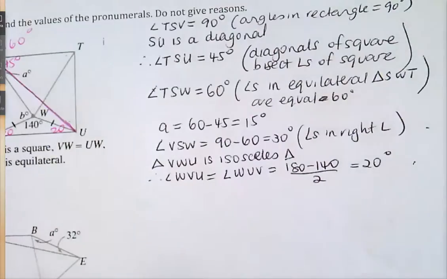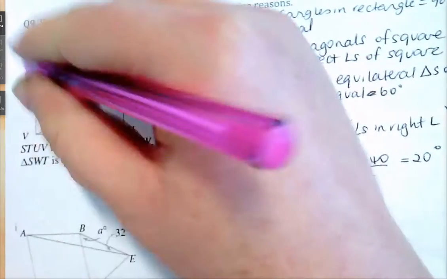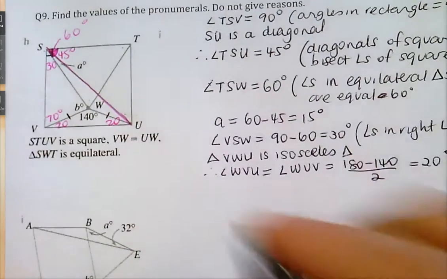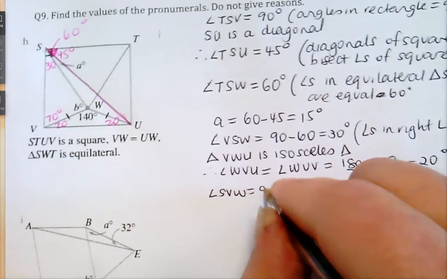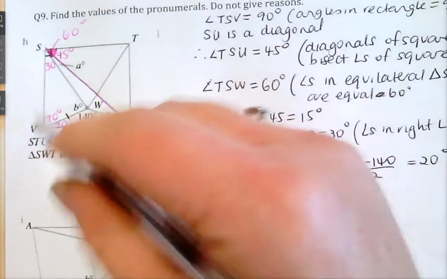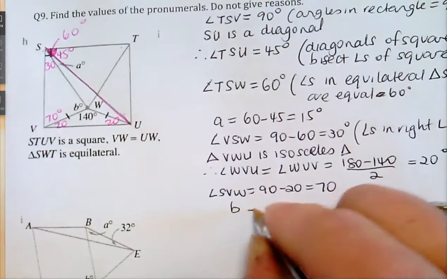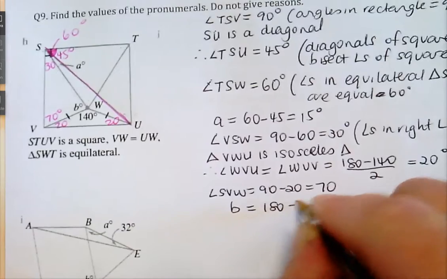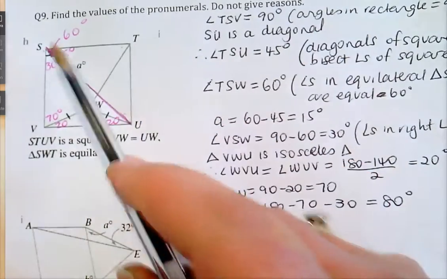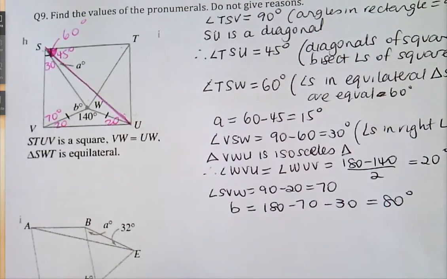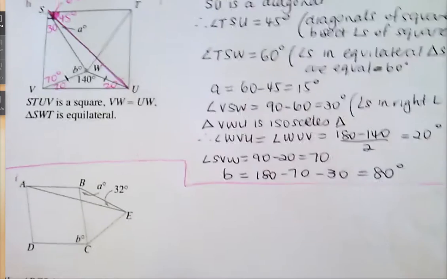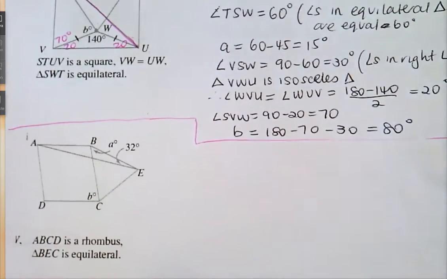We also know that here we've got a right angle, so therefore this will be 70. So angle SVW is 90 minus 20, which is 70, by angles in a right angle as well. And so to work out B, we've got a triangle there. It's 180 minus 70 minus 30, which is 80. And if you had to put a reason, that would be angle sum of triangle SVW. With these, you don't really have to put the reasons because it's quite long and complicated.